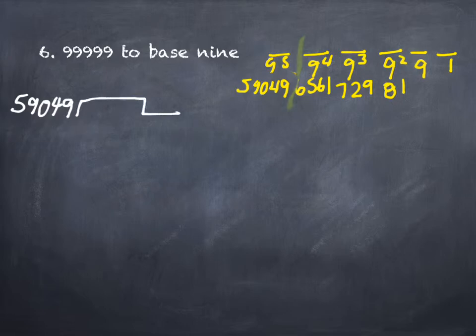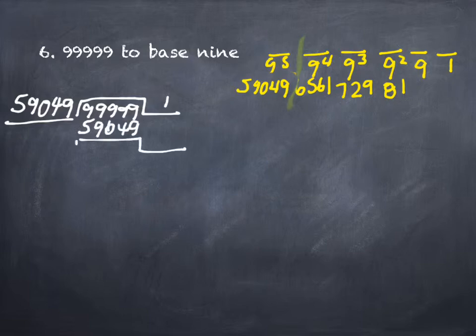And we divide 99,999. And how many times will that go in? Once, right? So I'm going to subtract 59,049. And when I subtract, what do I get? 40,950. Then what will I divide by? Oh, I'm sorry. I just heard you guys wrong. Let me fix that. Thank you. Perfect. Okay, now what will I divide by?